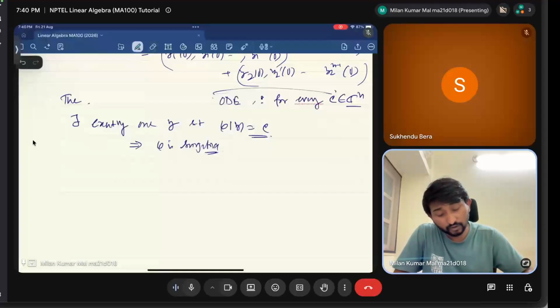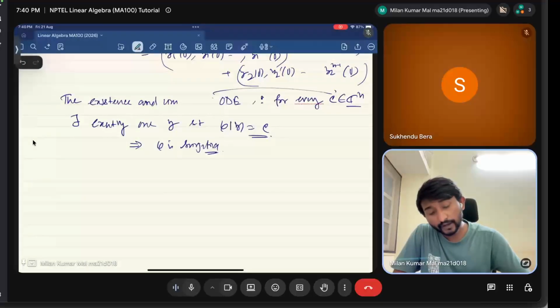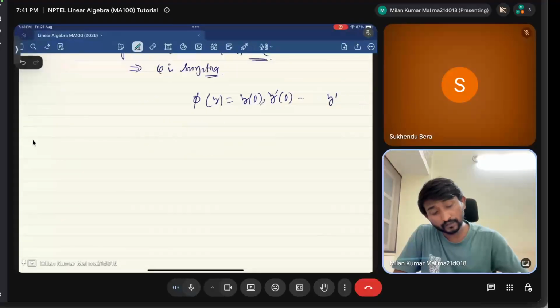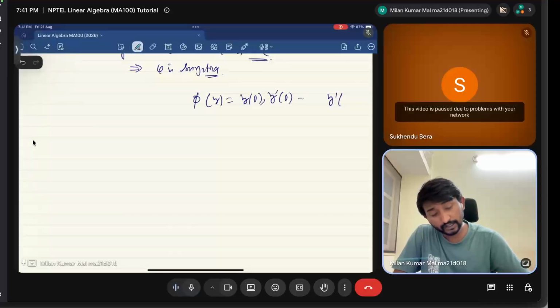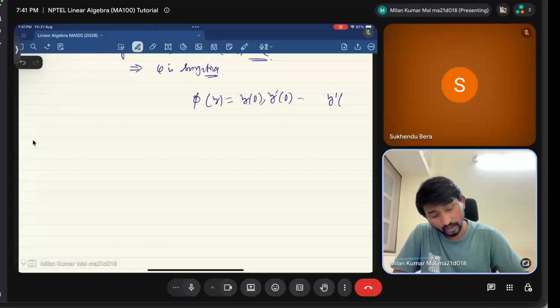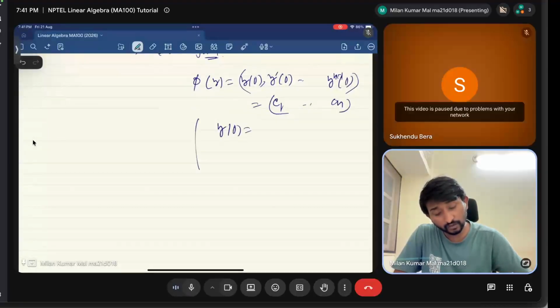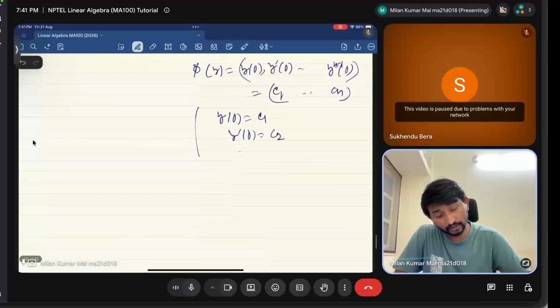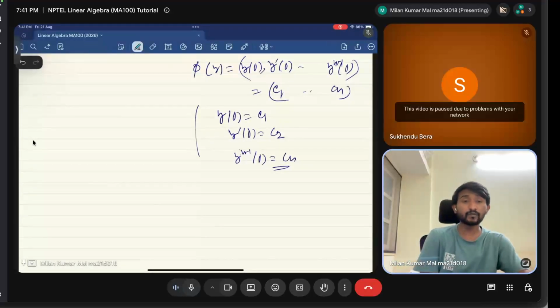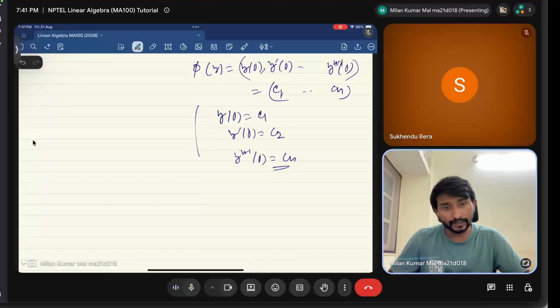Suppose we are given the map phi sending y to y(0), y'(0), all the way to y^(n-1)(0), at the point 0. Now if I am seeking c1, c2, up to cn, that means we are seeking a y such that y(0) equals c1, y'(0) equals c2, all the way y^(n-1)(0) equals cn. We have been given all these things, then we have to find the y. That's not very difficult.